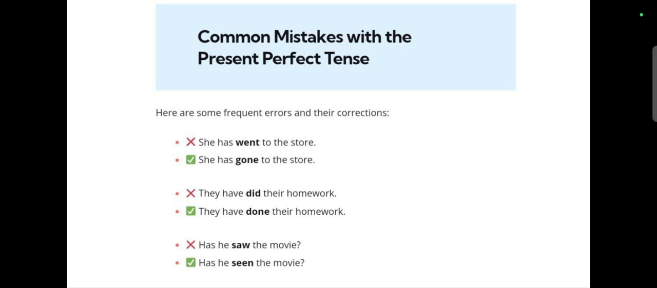She has went to the store. It's incorrect. The correct sentence is she has gone to the store, because we use the past participle of the main verb, and went is the second form. It's not the past participle. Go, went, gone. It's the order of this verb. And they have did their homework. No, it's not correct. They have done their homework. Has he saw the movie? No. Has he seen the movie? Because seen is the third form. See, saw, seen.